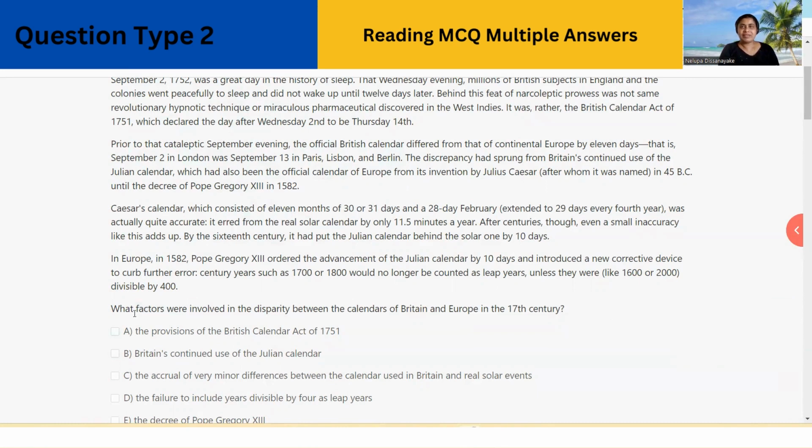For instance, in this example, it says what factors were involved in the disparity between the calendars of Britain and Europe in the 17th century. In this question, as you can see, you have square buttons to select. That means in this exam, even in the listening section, when you have square buttons, you have to select multiple answers. The problem is you will be given only 3 marks, and you have negative marks also. If the answer is wrong, you will have negative marks.